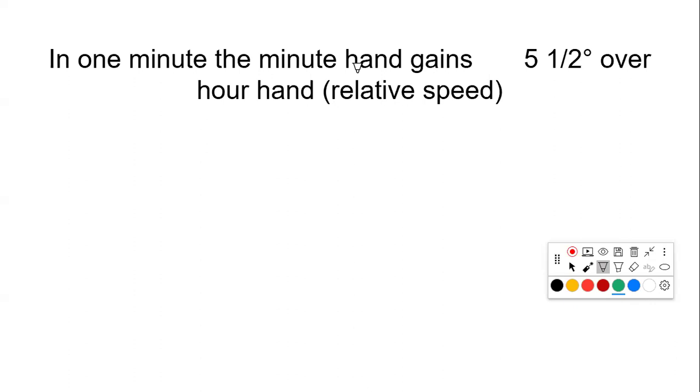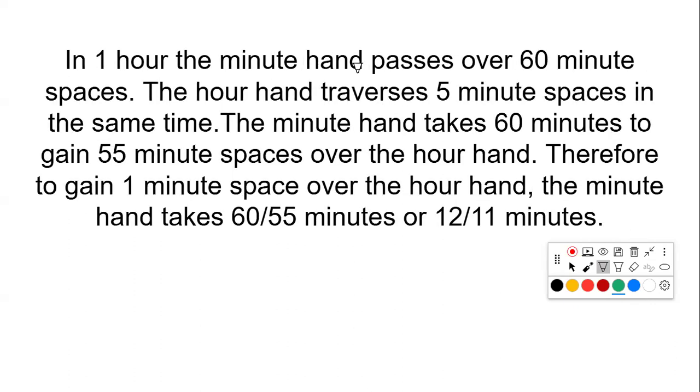Minute hand is 6 degrees, hour hand is half a degree per minute, so the difference is 5.5 degrees. This is very, very important in clocks. This concept you should know and understand because some questions are based on this paragraph.